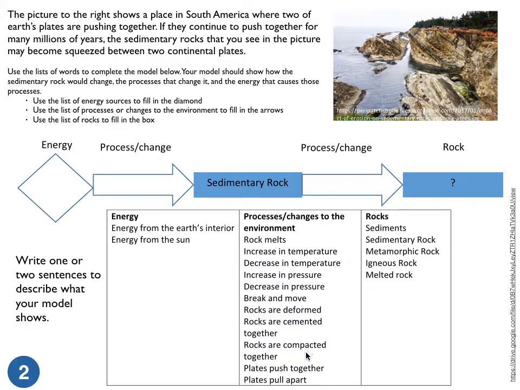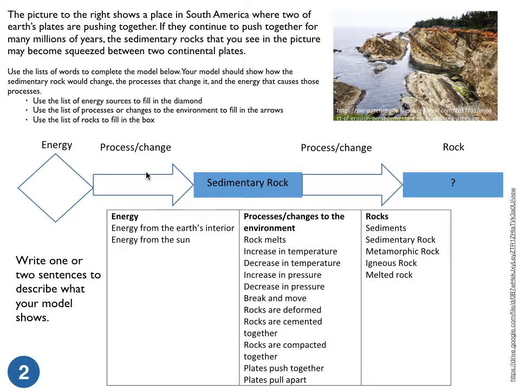Rocks that are compacted together, perhaps plates pushing together, plates pulling apart. So you can pick many of the options from here, and they are actually very valid. The energy from the Earth's interior causes an increase in pressure, where we still have a sedimentary rock, but if we continue to increase in pressure, so if we put more increase in pressure in here, eventually we're going to start causing some changes, and that rock will become a metamorphic rock.